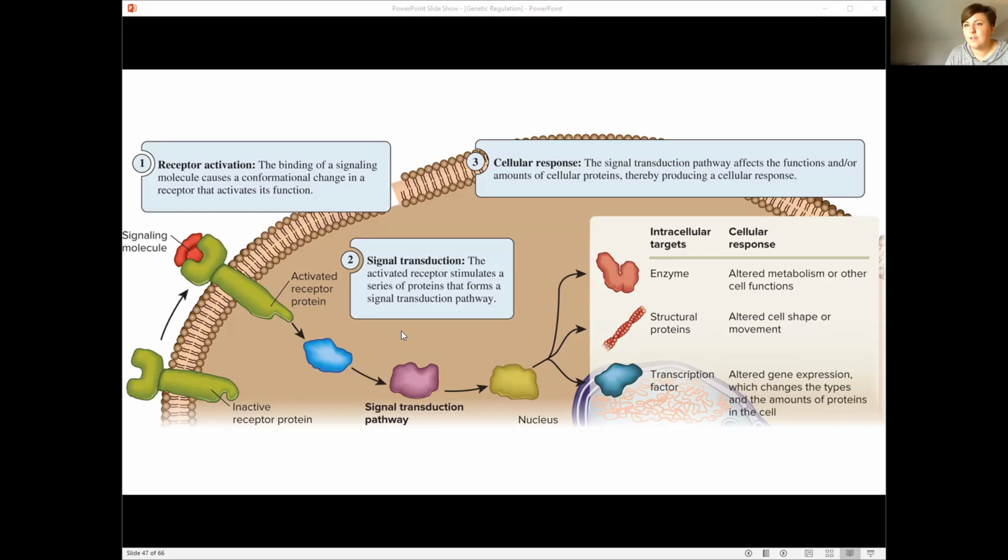For example, if the signaling molecule was a pathogen, such as a bacteria, this would lead to transcription factors activating genes involved in the immune response. Or if the signal was from a nearby cell, this could stimulate transcription factors inhibiting the expression of genes that stimulate cell division. Transcription factors are one of the most ubiquitously used mechanisms for enabling a cell to respond to its environment.